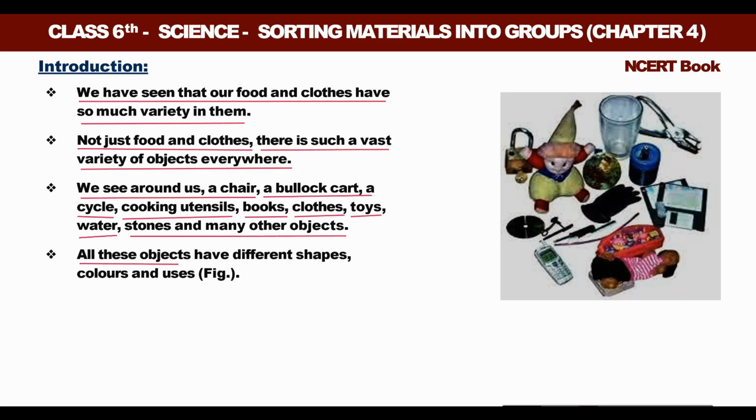All these objects have different shapes, colors, and uses. In the figure you can see there are so many objects. Every one has a different shape, different colors, and different uses. मतलब जितने भी ऑब्जेक्ट्स हैं उनके शेप अलग हैं, उनके कलर अलग होते होंगे, और साथ में उनके यूजेस भी अलग अलग होते हैं.